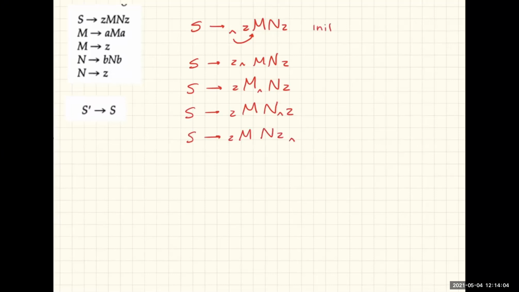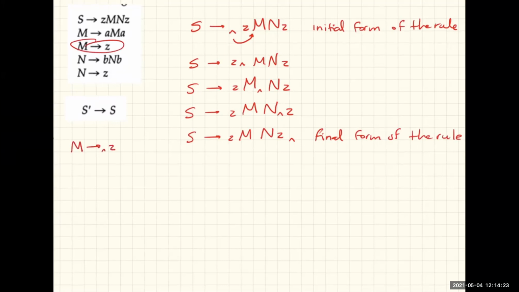This is called the initial form of the rule. And you can guess how the last one is called, the final form of the rule. Of course, for shorter rules like this one, we will have the initial form of the rule as this and the final form of the rule as this. And you can guess how the other rules will behave with this cursor.